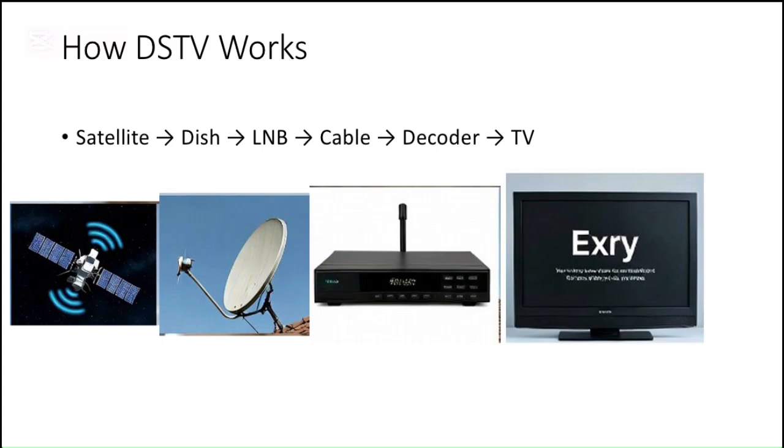DSTV operates using satellite television technology. Unlike streaming services that use internet data, DSTV sends television signals from a satellite in space directly to your home. That satellite stays fixed above the Earth and continuously broadcasts signals downward. Your satellite dish is designed to receive those signals. The dish reflects the signal toward the LNB, which is the small device at the front of the dish. The LNB amplifies the weak signal and sends it through a coaxial cable into your decoder. The decoder then processes the information and displays it on your television.